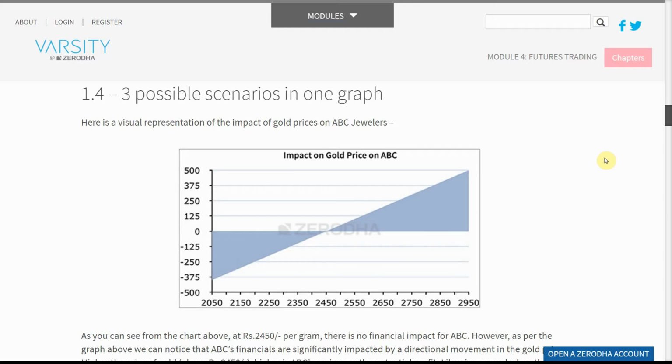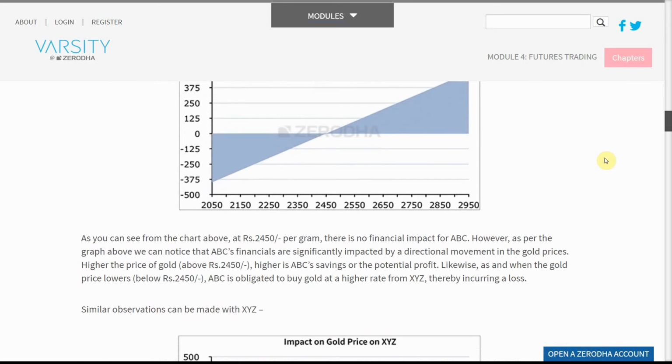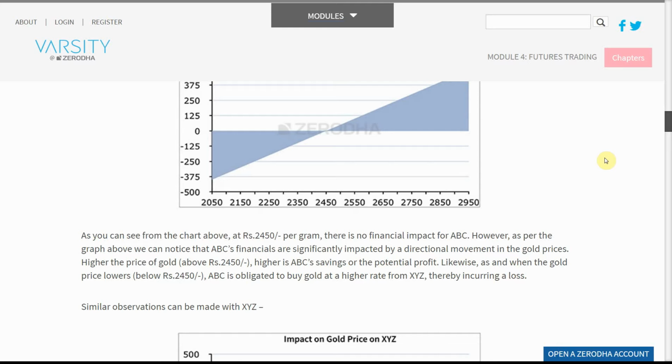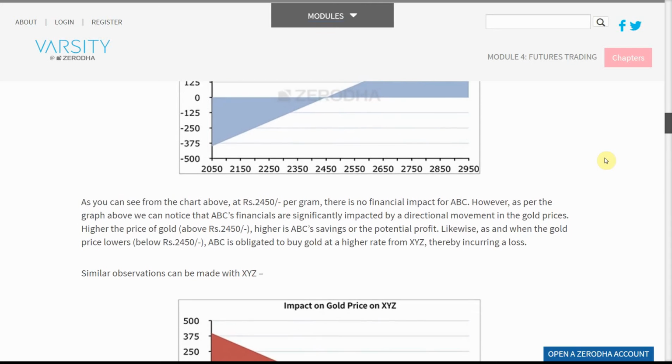As you can see from the chart above, at 2,450 rupees per gram, there is no financial impact for ABC. However, as per the graph above, we can notice that ABC's financials are significantly impacted by a directional movement in the gold prices. Higher the price of gold, above 2,450 rupees per gram, higher is ABC's savings or the potential profit. Likewise, as and when the gold price lowers below 2,450 rupees per gram, ABC is obligated to buy gold at a higher rate from XYZ, thereby incurring a loss.